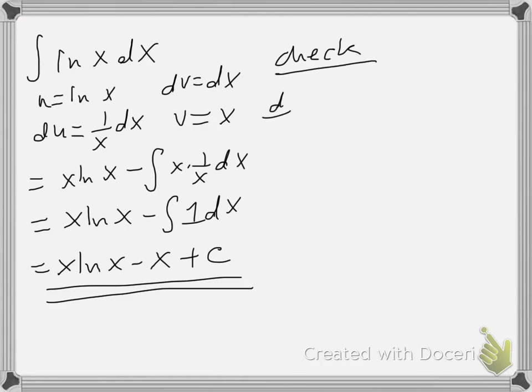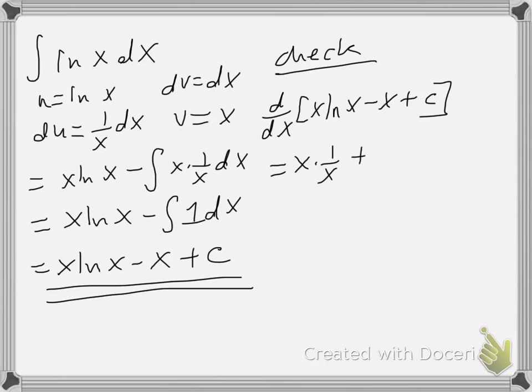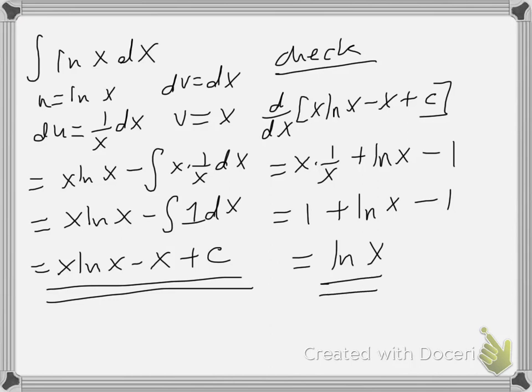So I'm taking the derivative of x natural log of x minus x plus the arbitrary constant of c. So by product rule, I'm going to get x times 1 over x plus the natural log of x minus the derivative of x, which is simply 1, derivative of the constant is 0. This is simply going to be 1 plus the natural log of x minus 1, which will give me back the natural log of x.